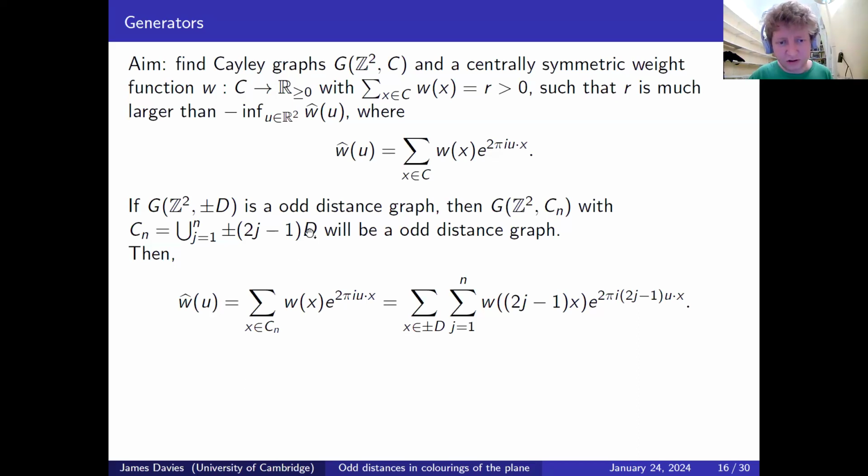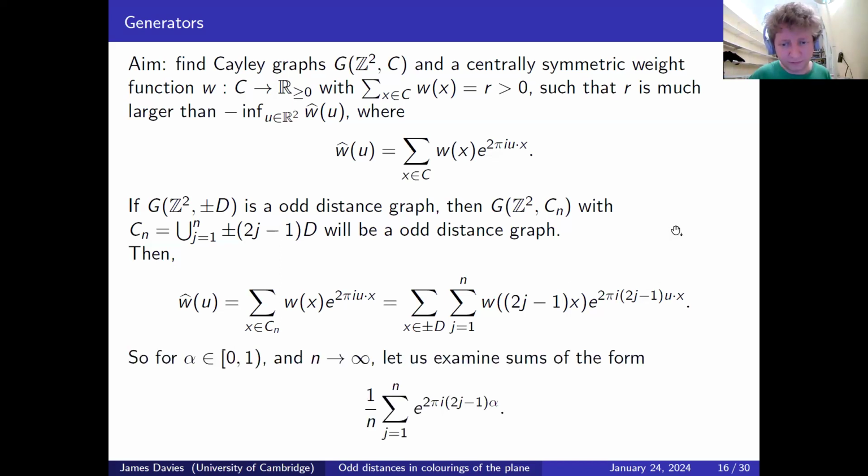All our generators are of the form of some primitive element in D times an odd multiple. So we just split the summation up into two, where we've got our primitive generators and then these odd multiples, like so. So I've got the weight of this odd multiple of primitive generator x. In this expression, I've got, again, this odd factor of 2j minus 1. So we're splitting this exponential sum up.